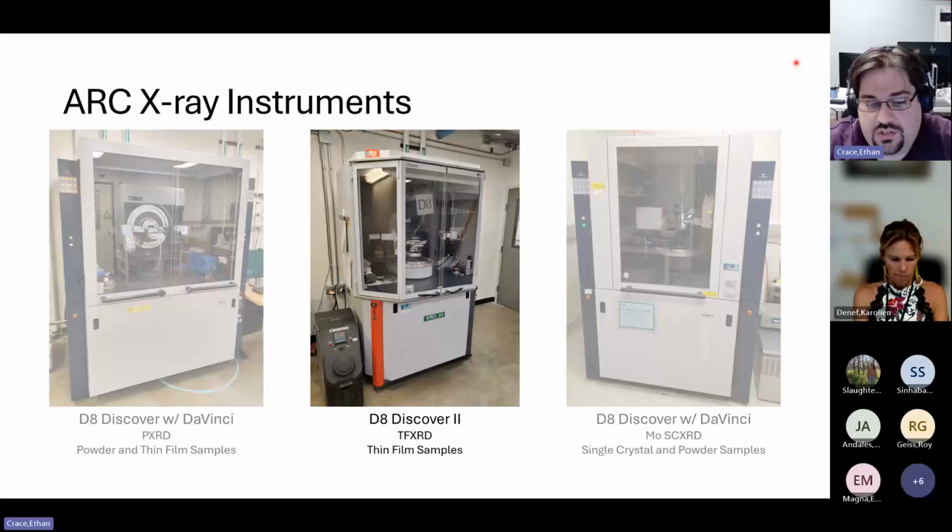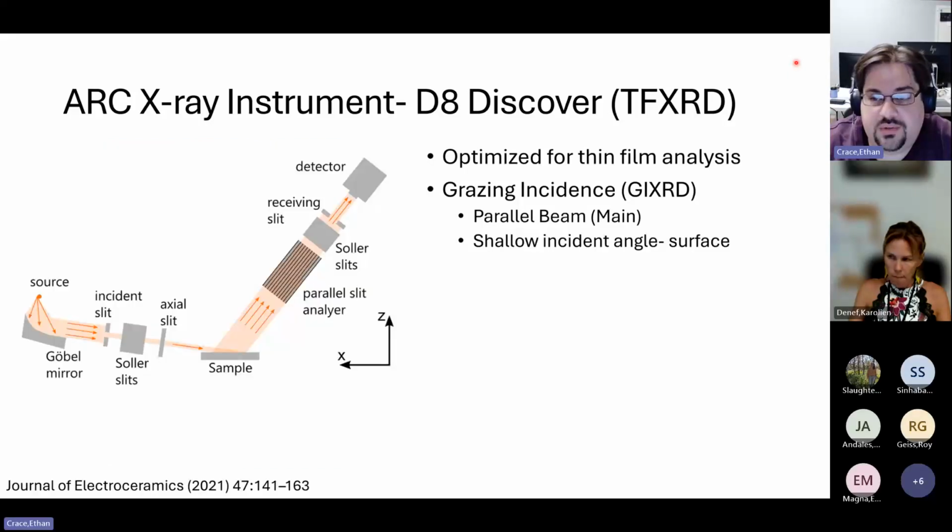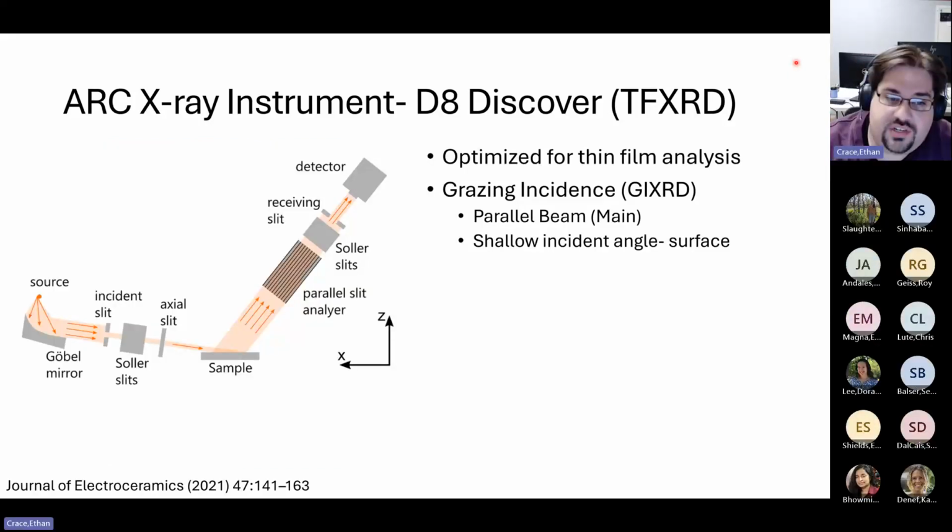So moving on to our other diffractometer, which is referred to as the thin film XRD, and is therefore, unsurprisingly, optimized for analyzing thin films. And particularly the main thing that it's useful for is doing grazing incidence X-ray diffraction. So the optics on this system, the X-rays are adjusted so that the beam is parallel rather than line focused. And the incident angle is extremely shallow so that the X-rays aren't penetrating very far into your sample, so you're mostly seeing diffraction from your surface, hence why it's more useful for thin films.